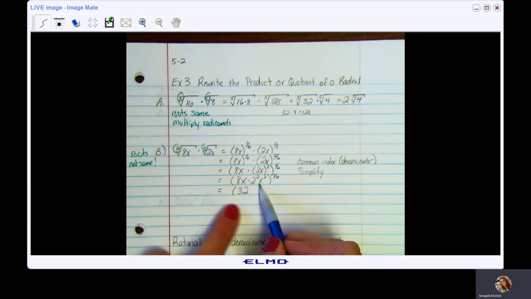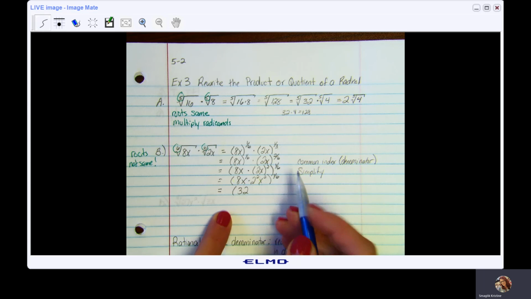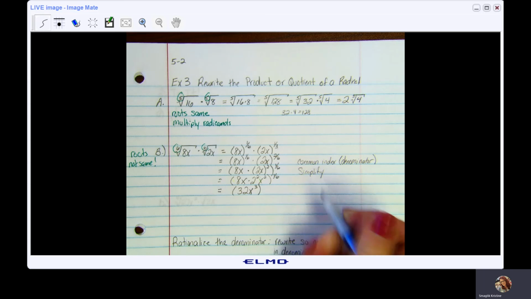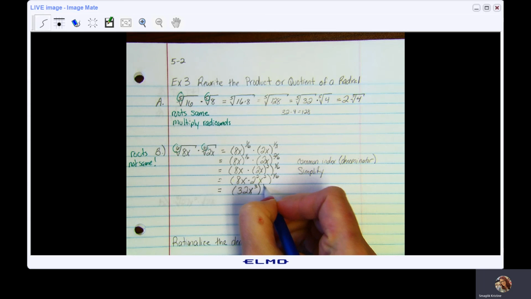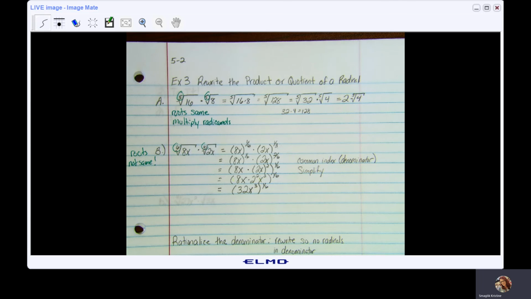X times x squared, remember, same base, add the exponents. This has an exponent of 1. So x times x squared is x to the 3rd, raised to the 1/6. And now what I'm going to do is I'm going to move this back into radical form.